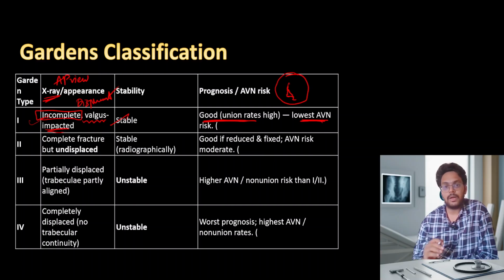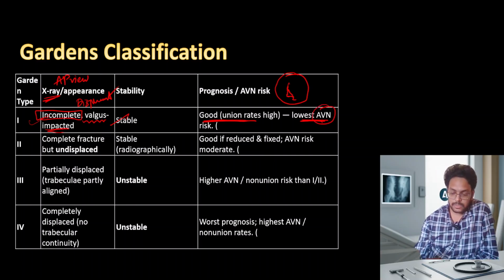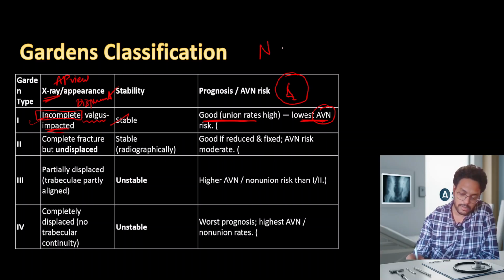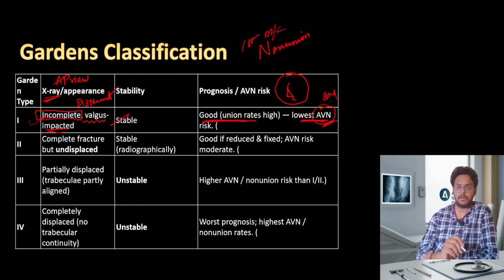You should know that avascular necrosis is one of the most common complications of neck of femur fracture. Another most common complication for neck of femur fracture is non-union. The first most common is non-union, then the second most common is AVN.